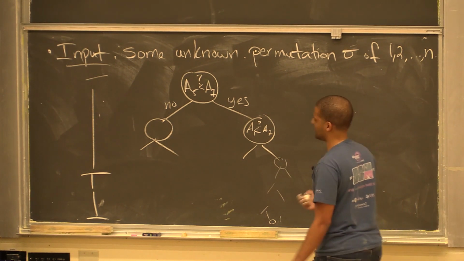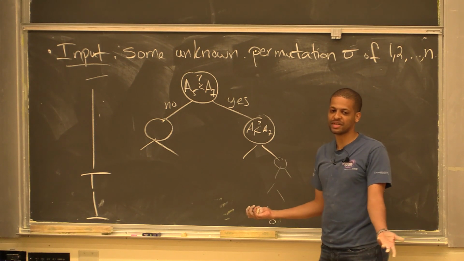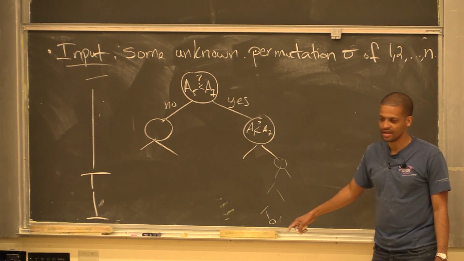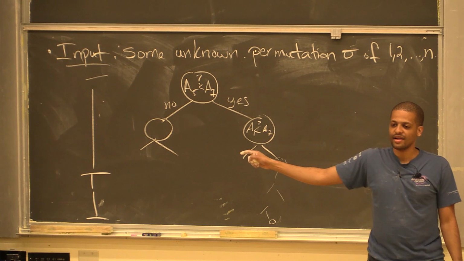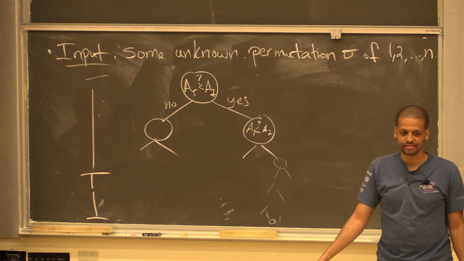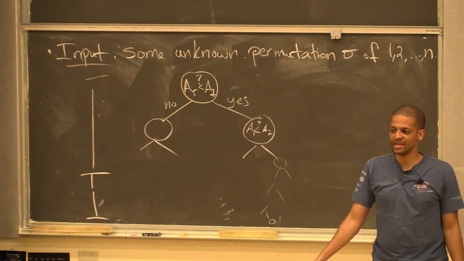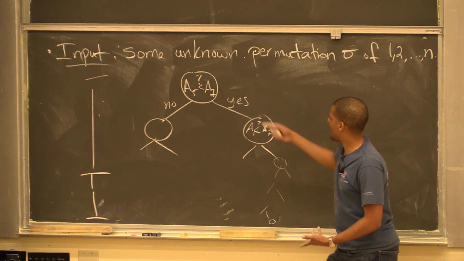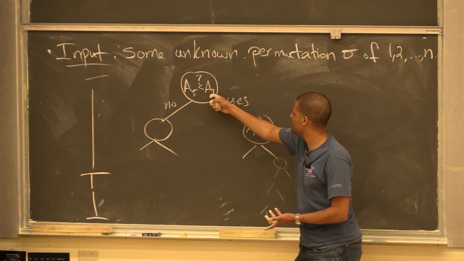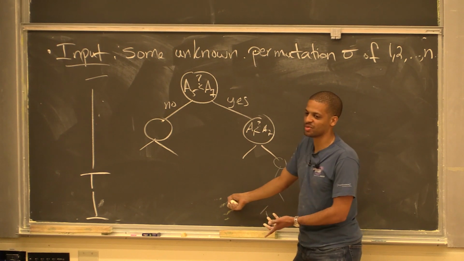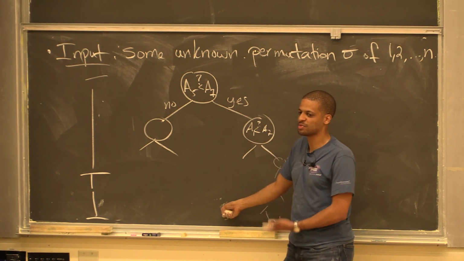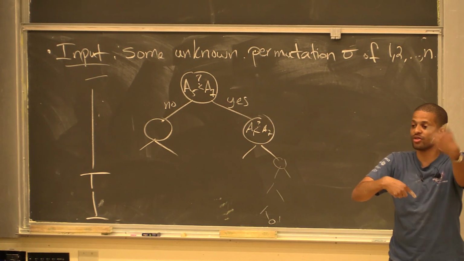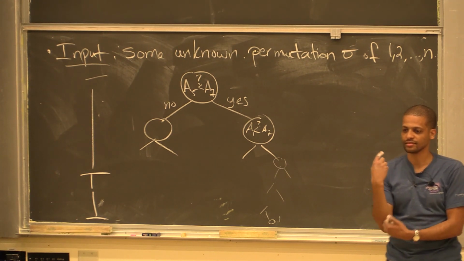How many leaves are in this tree? 2 to the t, because it's a complete binary tree of depth t. Every permutation had better have its own leaf somewhere. If the permutation is 1, 3, 2, the algorithm needs to know that, so it better end up at a leaf that corresponds to 1, 3, 2. No two different permutations can arrive at the same leaf, because that means the algorithm is wrong on at least one of them. Does that make sense?